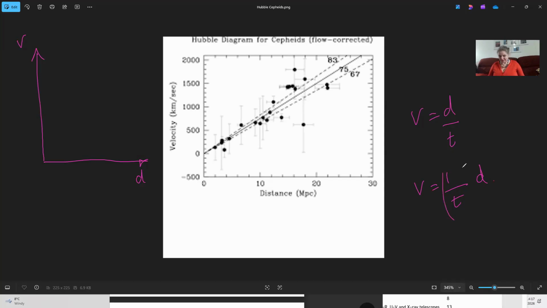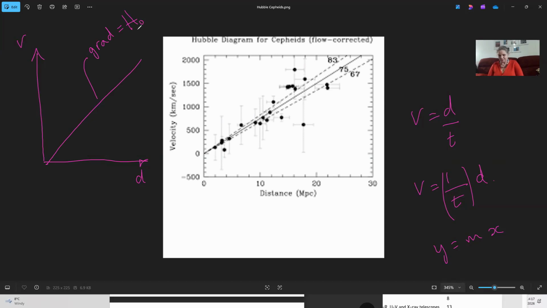Okay, you look there, compare it to y = mx. So the gradient isn't the length of time, it's 1 over the length of time. And he called this, well, I think somebody else did it, but it's called the Hubble constant. So you end up with a straight line through the origin, and the gradient is the Hubble constant. And if you do 1 over the Hubble constant, you get the age of the universe. Because all these objects have been moving away from each other for the same length of time.